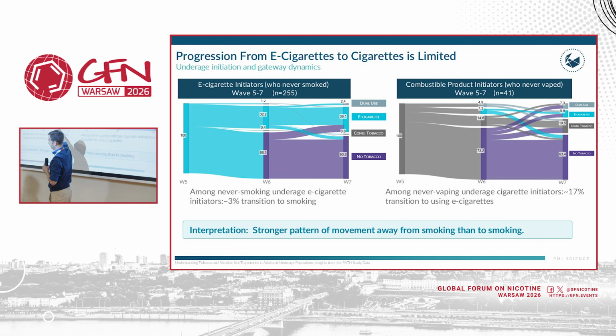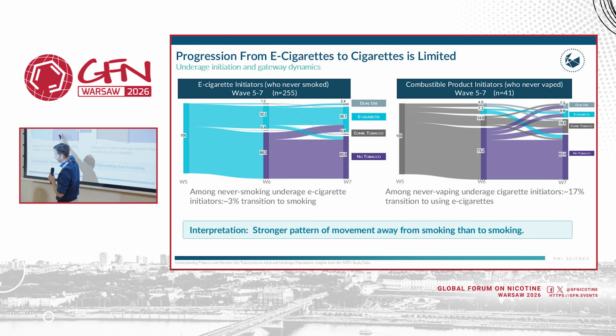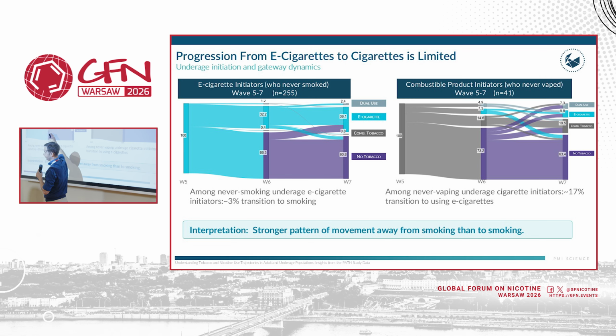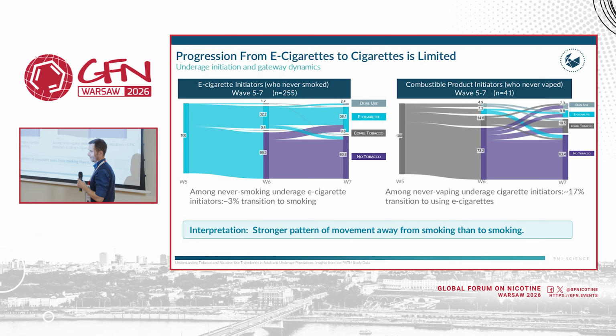One of them is underage e-cigarette initiators who have never smoked before. And we have underage combustible initiators who have never vaped before, right? We have the smokers and we have the e-cigarette users. These are our 2 groups. We have 255 underage e-cigarette initiators in the PET data set, and we have 41 smokers. Again, 41 is not a big number, but it's not a big number in a data set of multiple thousands because there are not many of them in the United States.